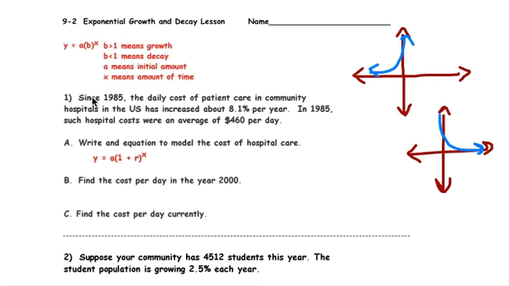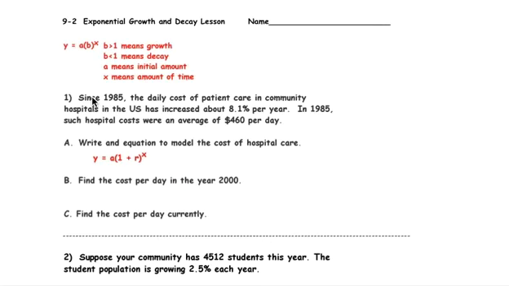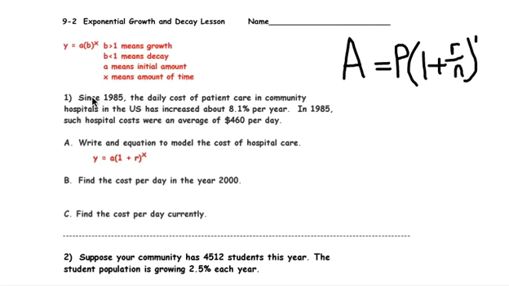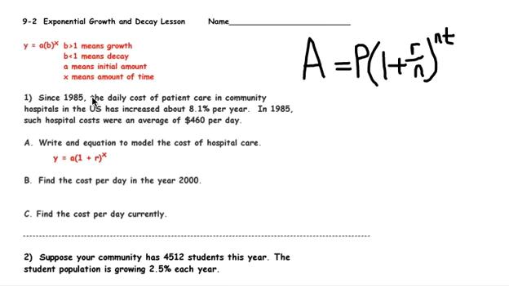Something else that I think might be helpful, if you would write down, would be A equals P parentheses 1 plus R over N, close your parentheses, to the NT power. And I'm going to tell you what each of those represents. And I know it looks kind of crazy, but you'll be okay. So A stands for the amount. P stands for the principal.